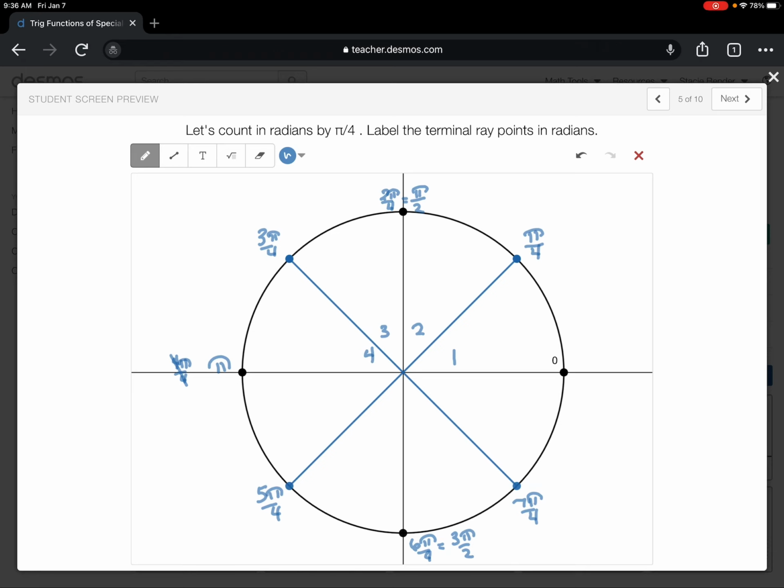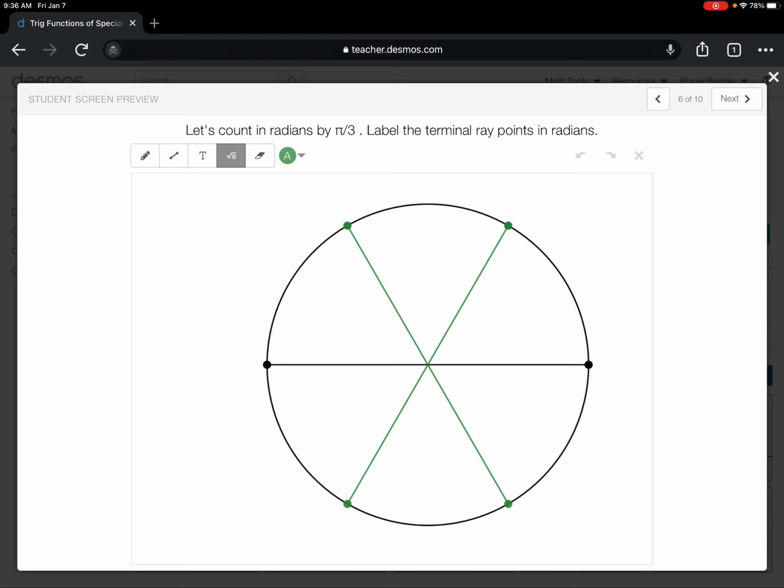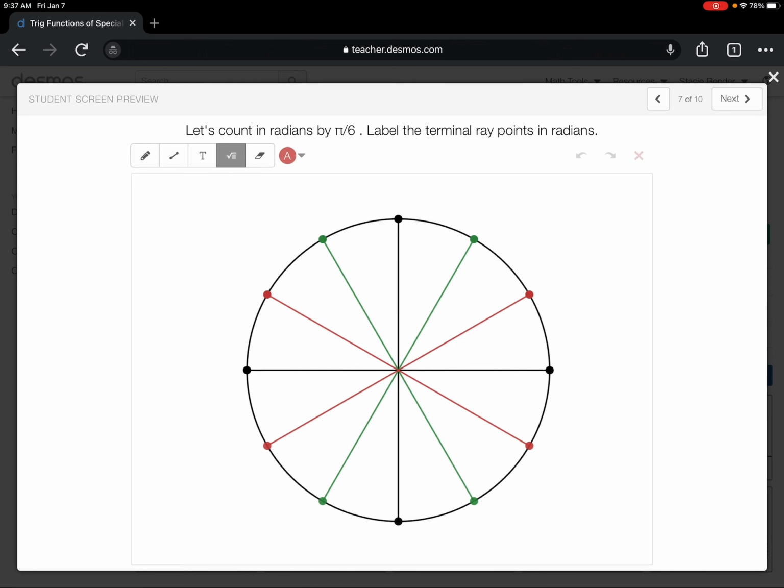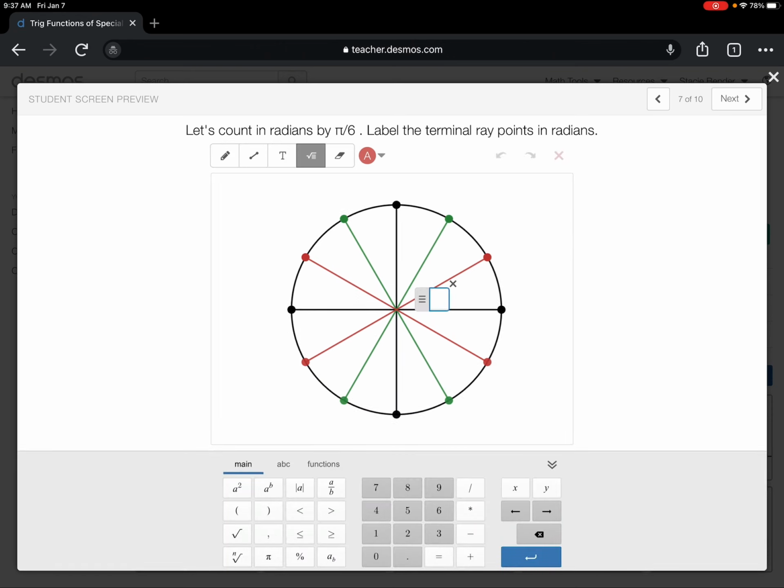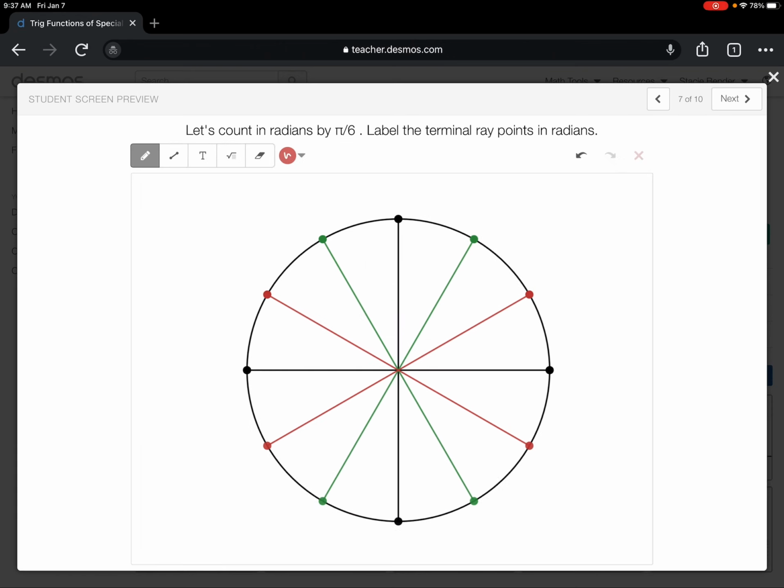So you'll do the same thing with the pi over 3s. Now it's been split into 1, 2, 3 equal pieces. So count by pi over 3s, and then do the same for pi over 6s. And you'll notice that since these are all spaced pi over 6 apart, then the green ones are also pi over 6s, but they'll be simplified pi over 3s.